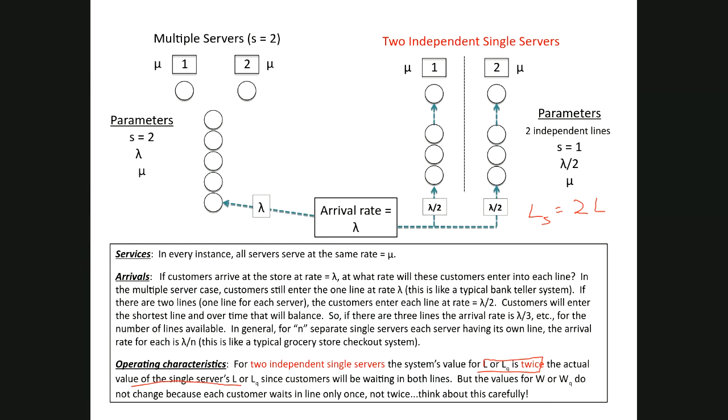But the waiting times do not change, because the waiting time in this line will actually be the same as the waiting time in this line. So there's a little subtlety there in terms of how you now analyze the outputs from this situation, where you have multiple, I'm going to call this, multiple independent single servers. Okay, hopefully that's clear.